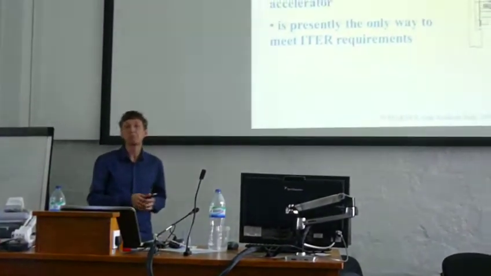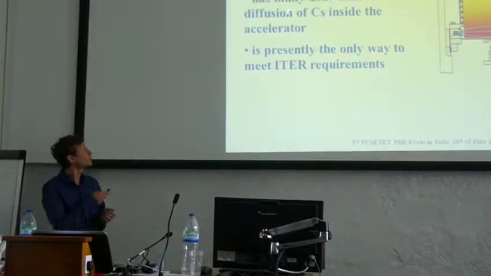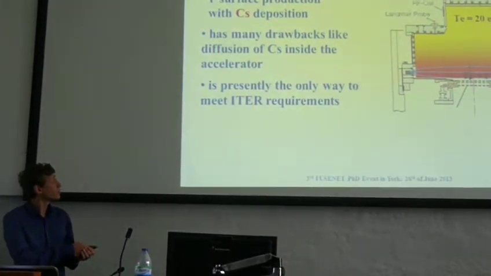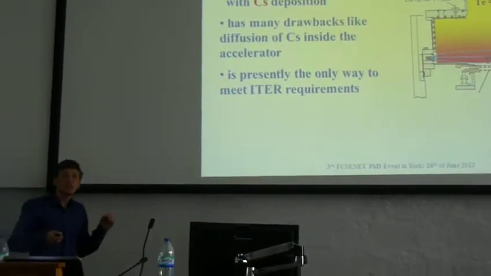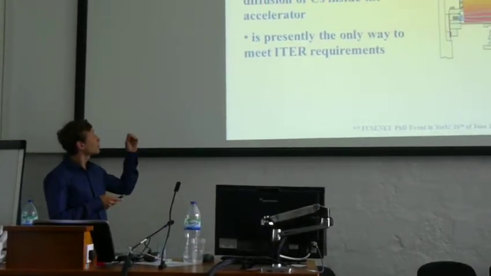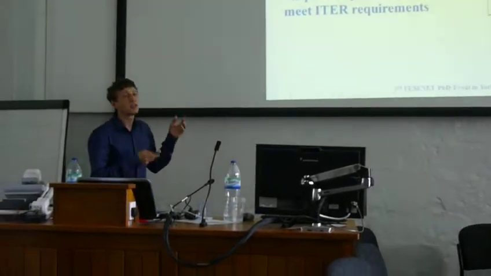And this is all thanks to the cesium which is deposited on the extraction grid. However, cesium is not the best choice because it can diffuse inside the accelerator, and that makes the beam collimation quite difficult, and there are many other issues that are not in favor of cesium. But currently it's the only way to meet all the ITER requirements.